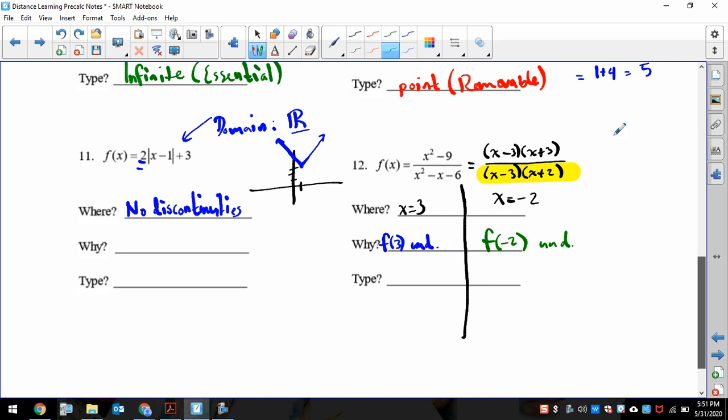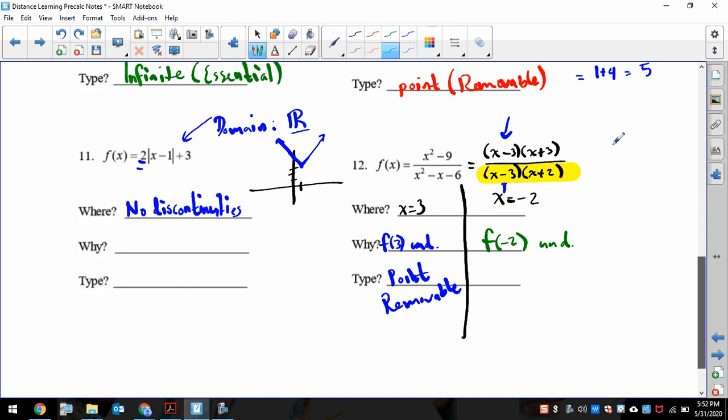The reason that these are undefined is because we're going to get either 0 over 0 or a number over 0. So let's go ahead and plug in 3 and see what we get. If we plug in 3 here and here, we're going to get 0 over 0 times 6 times 5. So that's 0 over 0. Now remember, when you have 0 over 0 like this and you can cancel, that implies a hole. So this here would give me a hole. So this is a point or removable discontinuity.